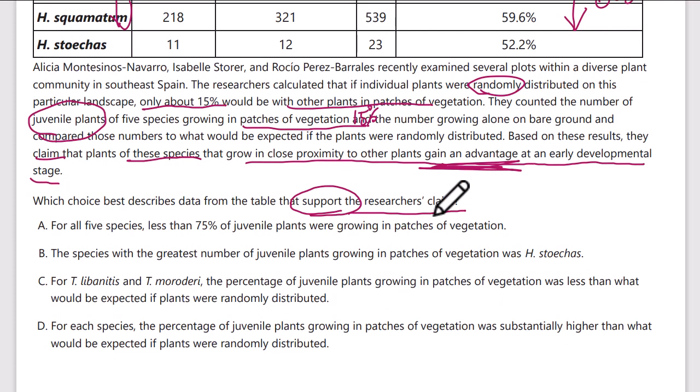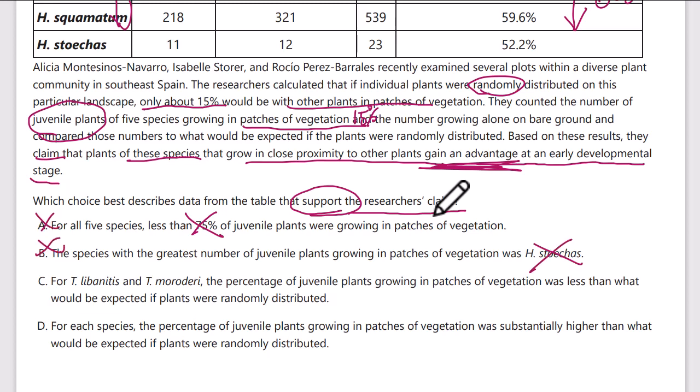So for all 5 species, less than 75% of juvenile plants are growing in patches. No, it's not that it's less than 75, it's the fact that it's 4 times the 15%. B, the species with the greatest number of juvenile plants growing in patches. It's not about which species had the greatest. That's not the right answer either.